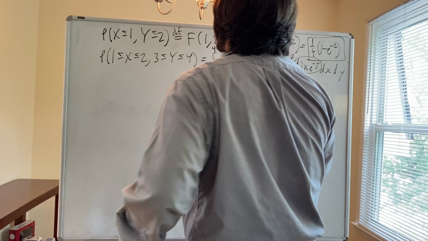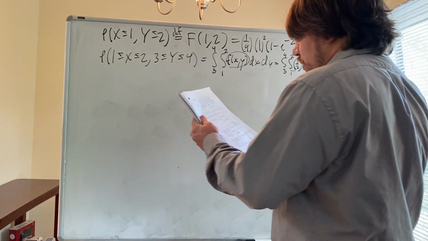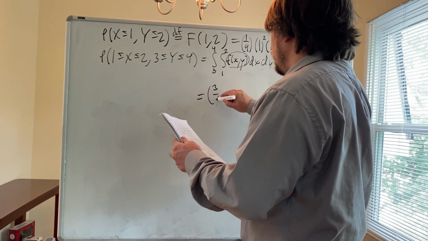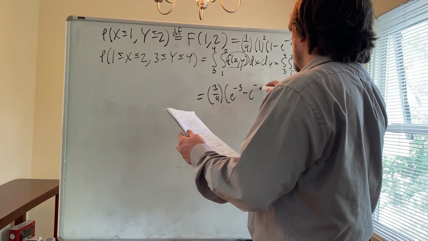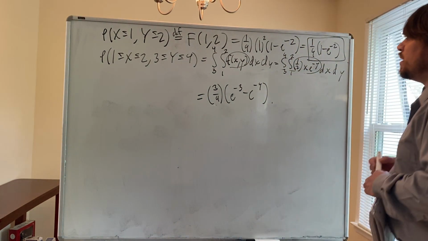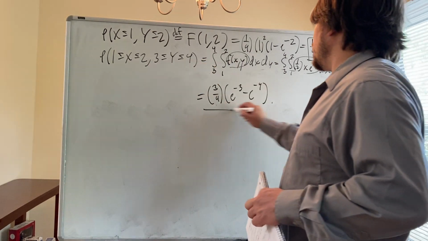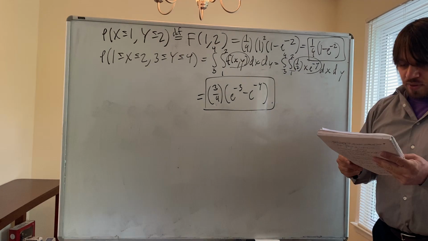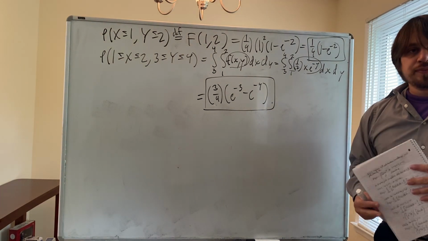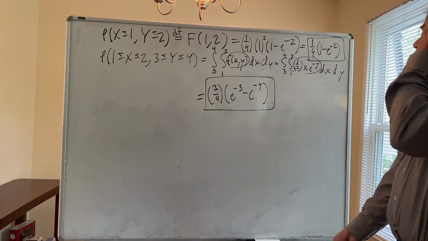Okay, so now you calculate that definite integral, and I'll tell you what that is. That's 3/4 times e to the negative 3 minus e to the negative 4. Okay, and so that probability is equal to that. Okay, so now we've answered the question of what both of those probabilities are.